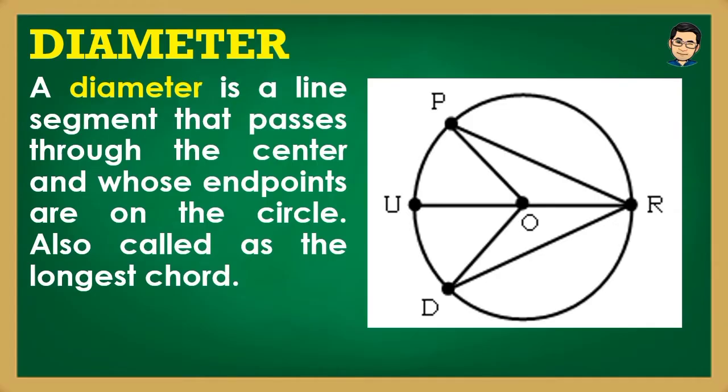So, yung sukat po ng radius ay dodoblehin para makuha yung sukat ng diameter. On the other hand, kalahati ng sukat ng diameter ang sukat ng radius. So, dito po sa given figure natin, yung diameter po dyan is line segment UR. So, yan lang po yung nag-iisang diameter sa given circle natin.